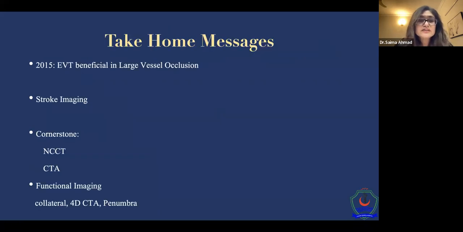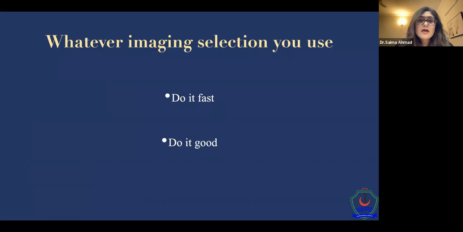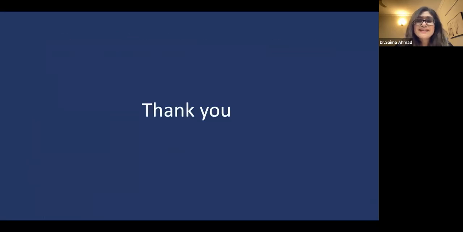So my take-home message is that EVT is beneficial in large vessel occlusion, already established after 2015, and stroke imaging is very, very important. The cornerstone of stroke imaging is the non-contrast CT and CTA. And of course, we can use functional imaging like collaterals, multi-phase collateral imaging, 4D CTA, and penumbra imaging. Whatever imaging selection you make, do it fast and do it well. Thank you.